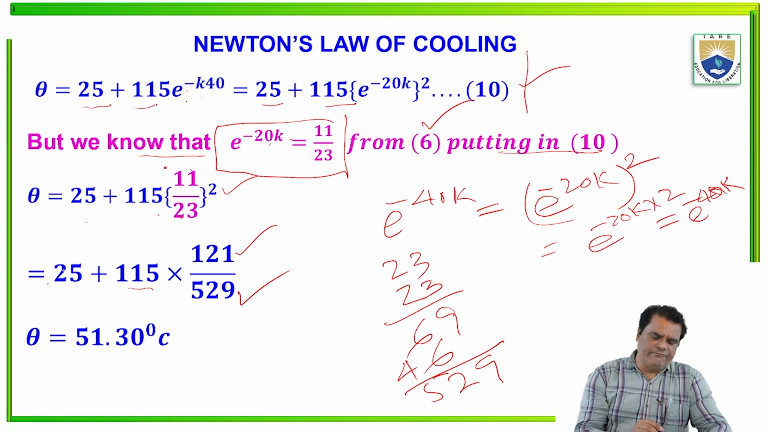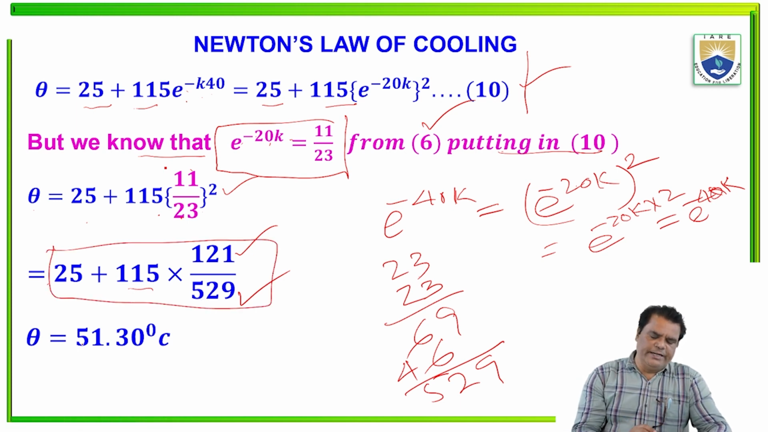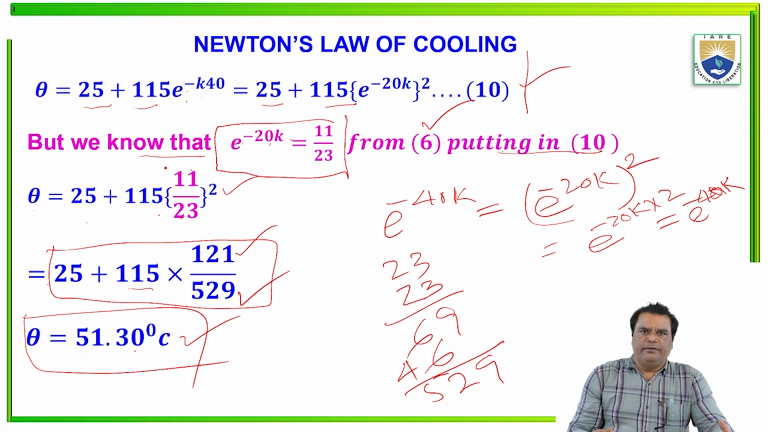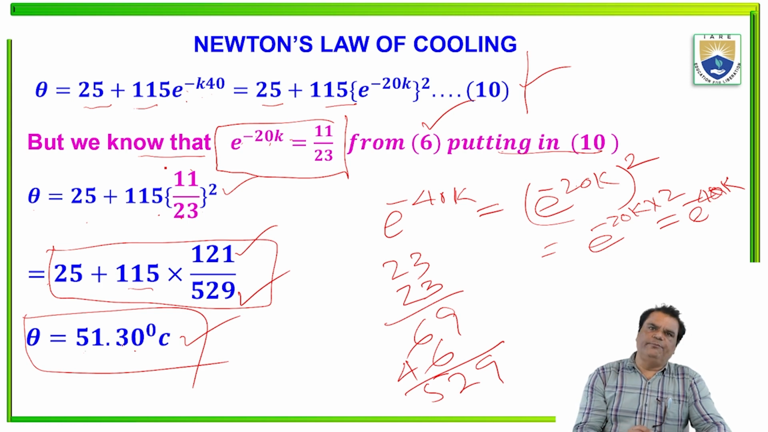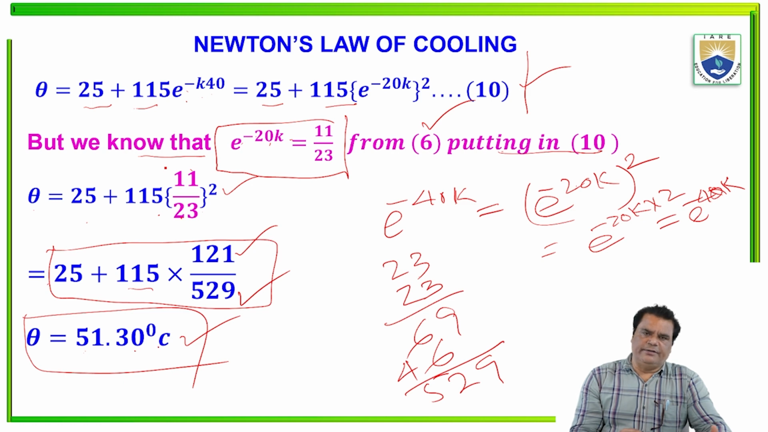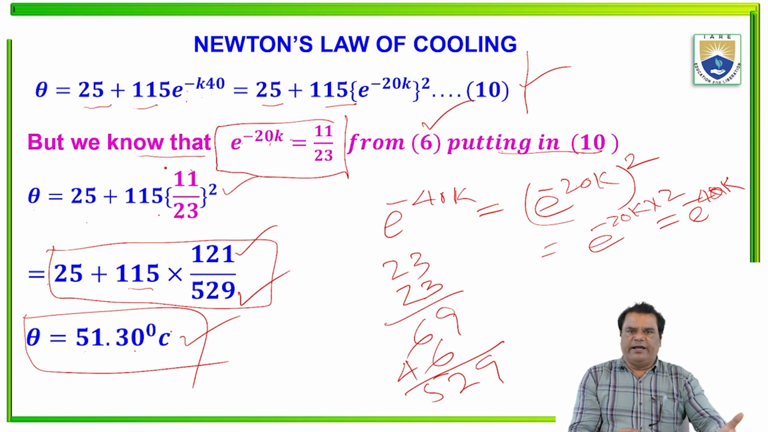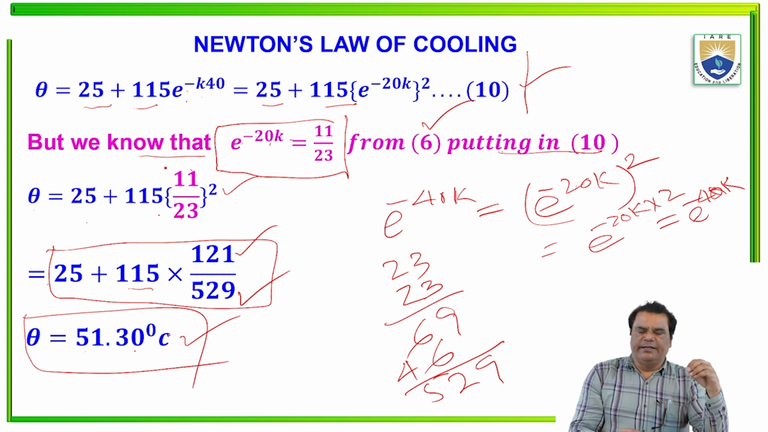Okay. So now after solving this, we get 51.30 degrees centigrade. This is the value of theta. So after 40 minutes, the temperature of the body cooled down to 51.30 degrees centigrade. But when the temperature cooled down to 35, the time taken is 66.22 minutes. So these are the two points in our problem which we had to find here.